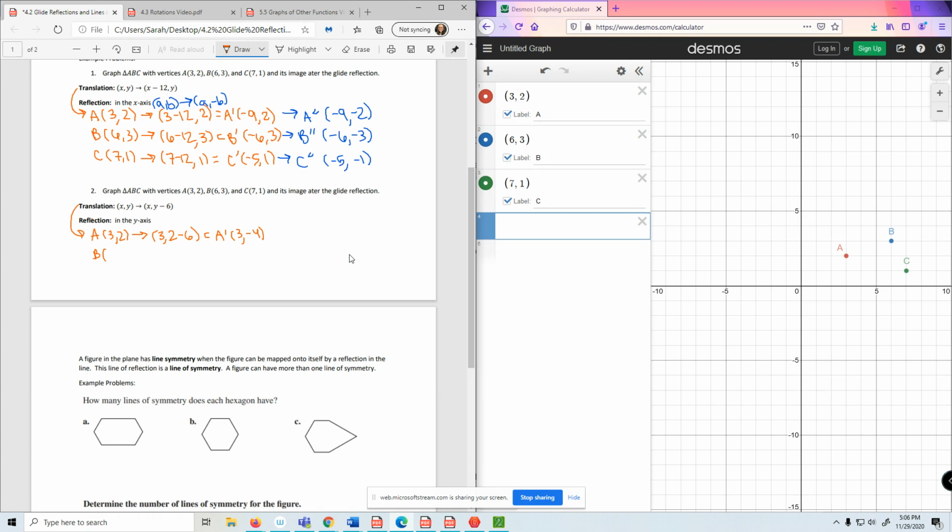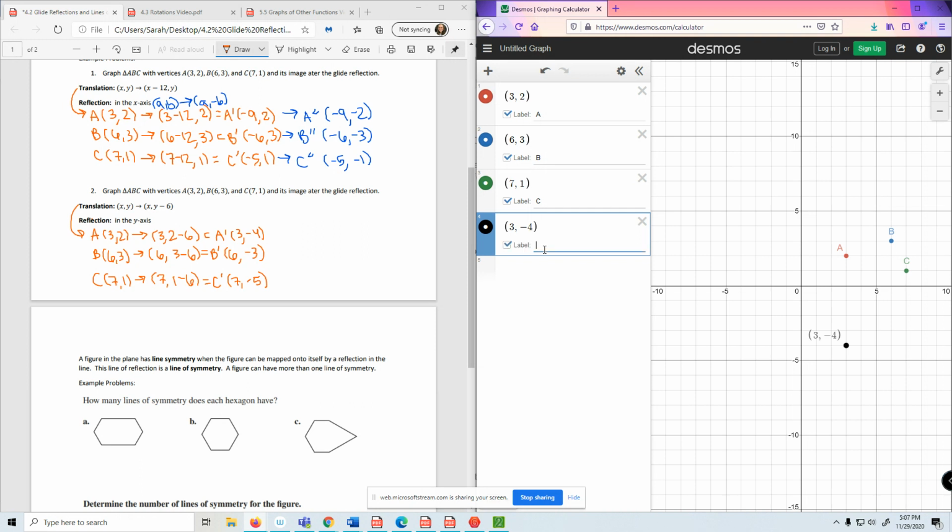Let's do that for the other points. For B, (6, 3), the x-coordinate 6 will stay the same. And then I do 3 minus 6 for the y. So I end up with B prime (6, negative 3). C is (7, 1). So 7, the x-coordinate, stays the same. I subtract 6 from the y-coordinate. So I get C prime (7, negative 5). Let's put those in Desmos. So (3, negative 4), A prime.